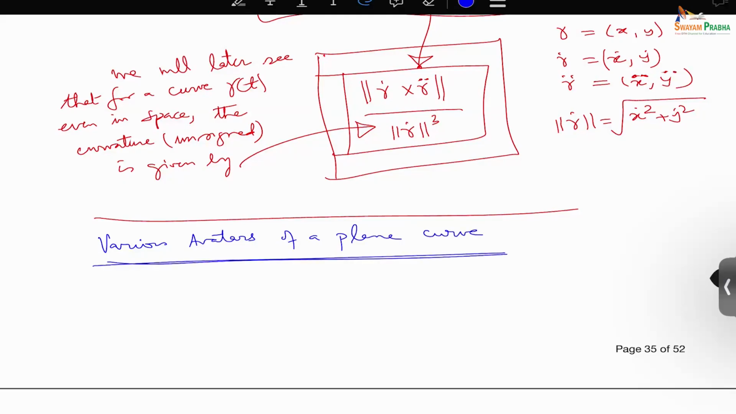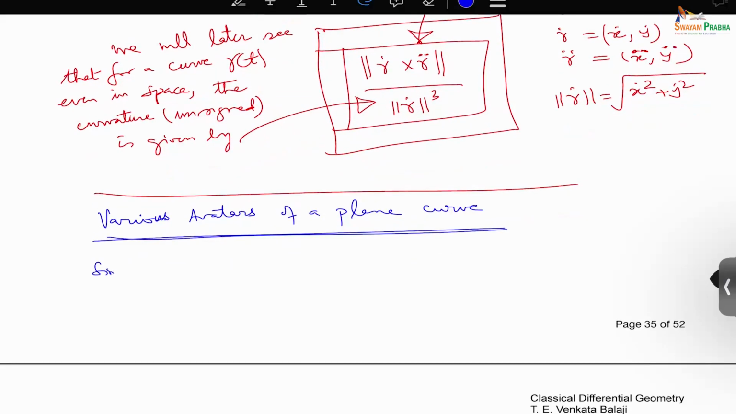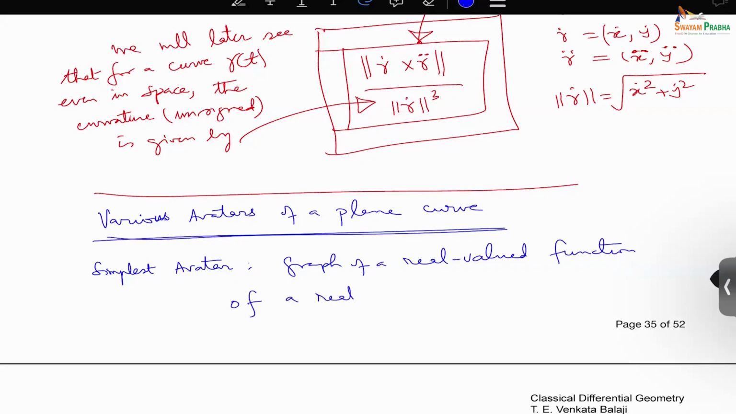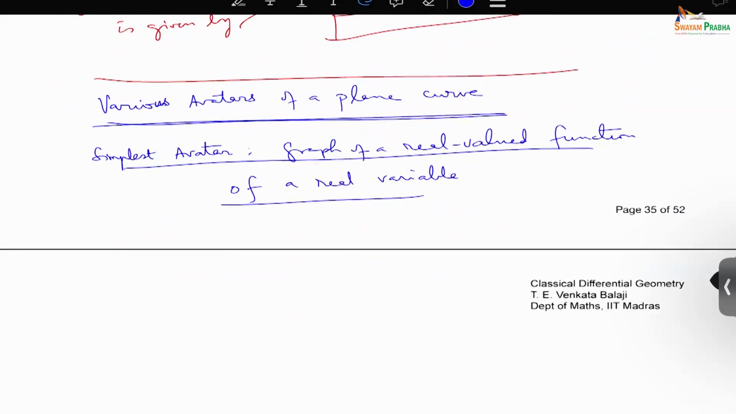The simplest that we all know is the graph of a function. That's a curve. So the simplest avatar that we are used to from school is the graph of a real valued function of a real variable. This is the simplest of them, and this is something that's very clear.